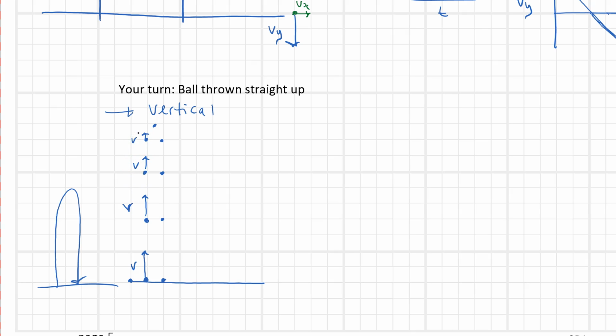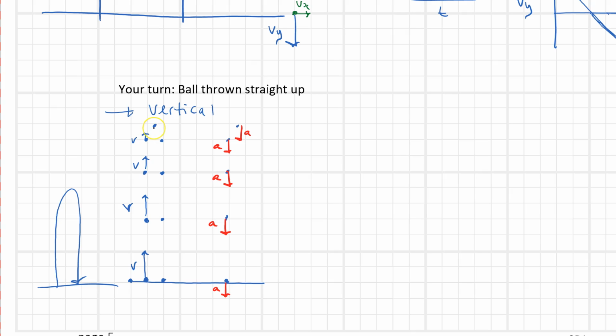At the same time, I can do the same thing with acceleration vectors. I'm doing a little parallel version going up, but now my acceleration the whole time is downwards. Here's my acceleration downwards. My acceleration is downwards. Acceleration is downwards. Acceleration is downwards.